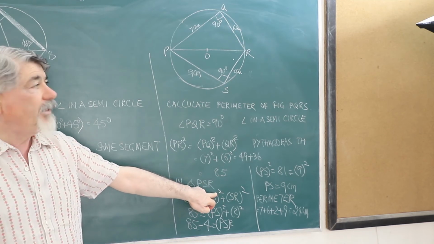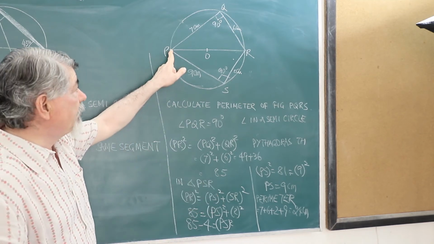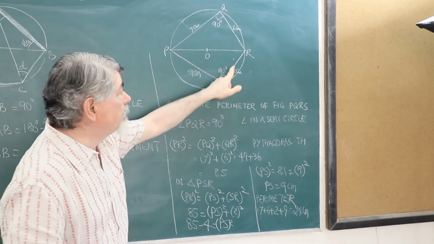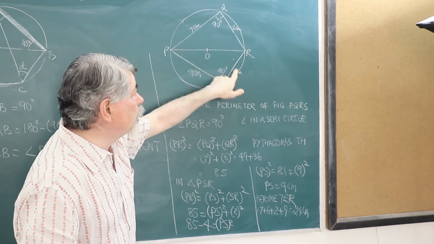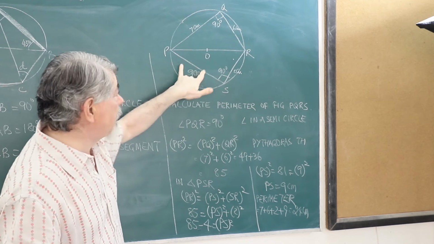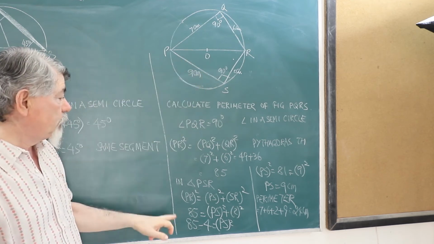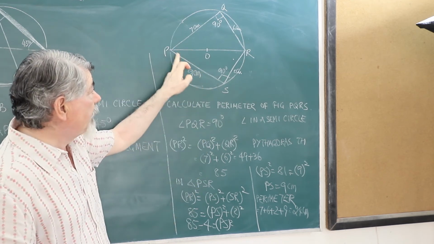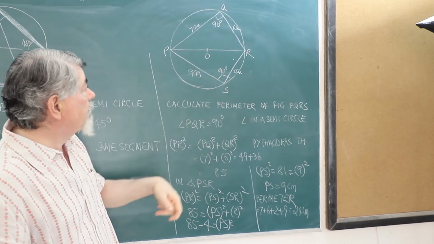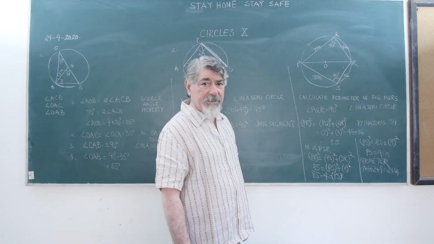PR square to be 85. Then I applied the Pythagoras theorem to triangle PSR because it was given 2. I have already PR and I have to calculate PS. So we applied the Pythagoras theorem and we calculated the length PS to be 9 centimeter.